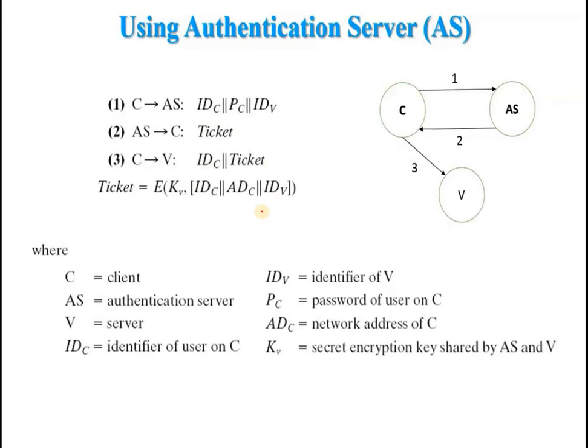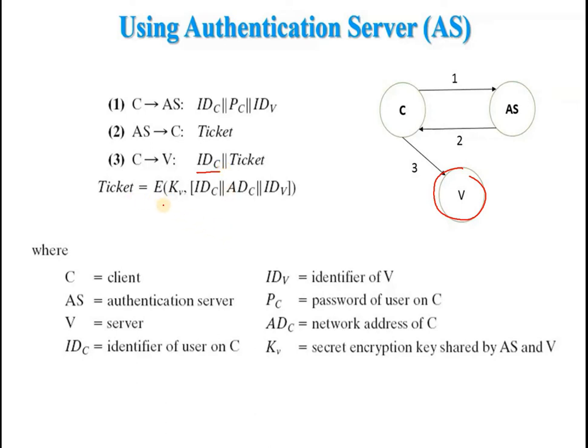Next, in the third step, the client will send the ticket it received from the authentication server to V, the service server, because the client can't decrypt that ticket. Hence it will send that ticket to the service server. Along with that, it will send IDC, that means the ID of the client.